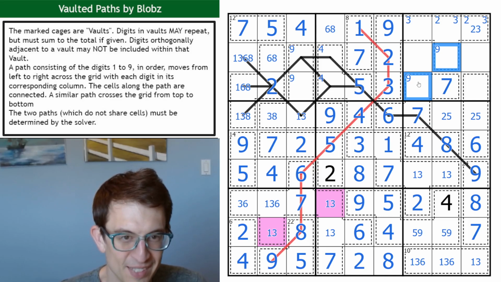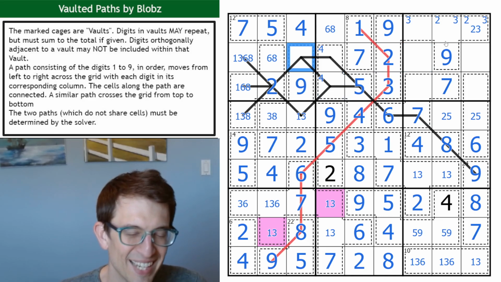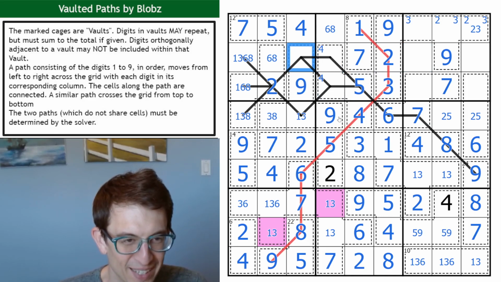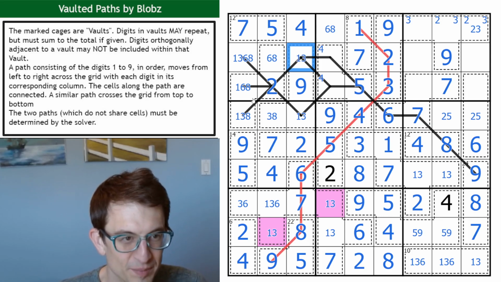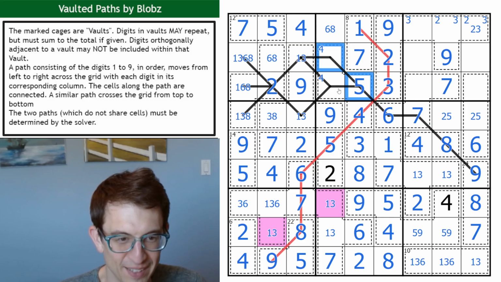Can you do better than that? Can't be here by the vault rule either. So that's 9. That's 9. Oh, I wanted it to be here so badly. This is 1 or 3. Those block lines are going to be really annoying really fast, I think.